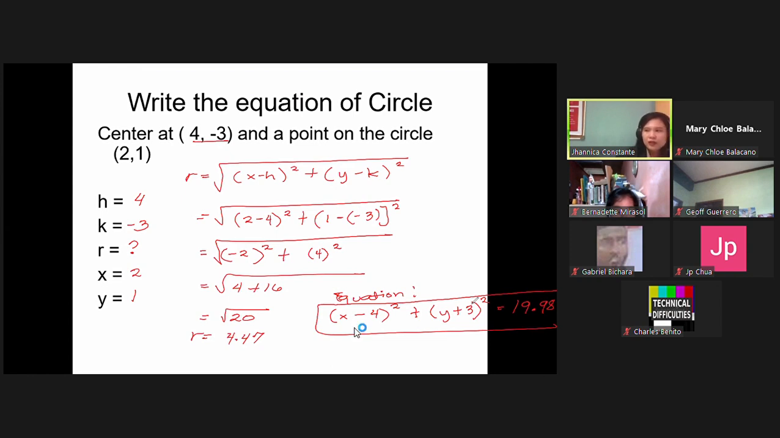Since we already have our radius, which is 4.47, the equation of our circle is x minus 4 squared plus y plus 3 squared equals 19.98 or 20. When you are writing the equation now, you're going to square the radius that we have solved. This 4.47 squared is equal to 19.98.